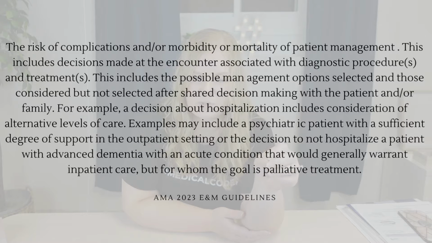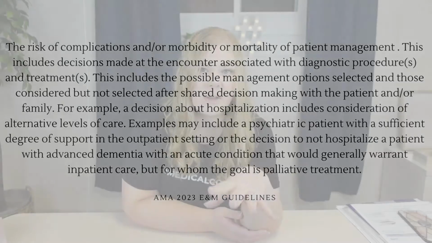So for example, decision about hospitalization includes consideration of alternate levels of care. Examples may include a psychiatric patient with a sufficient degree of support in the outpatient setting, or the decision to not hospitalize a patient with advanced dementia with an acute condition that would generally warrant inpatient care, but instead we are going to go towards palliative treatment.